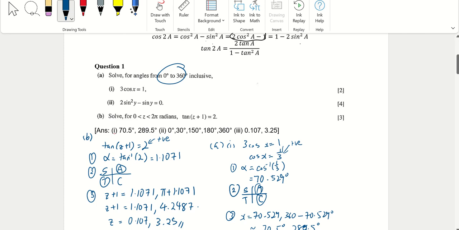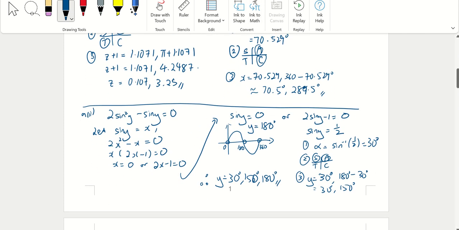Oh, okay, sorry, I beg your pardon. The range is 0 to 360 inclusive. So you need to include the 0 and the 360. So I need to have 0, 180, and 360. So my solution would be 0, 30, 150, 180, and 360. So this is my solution.